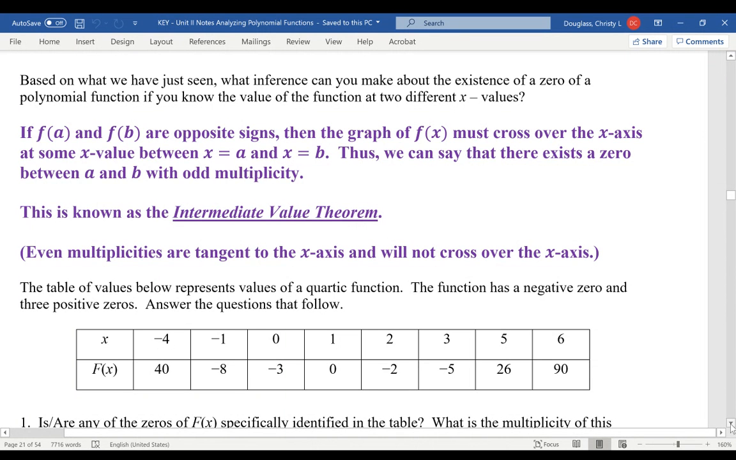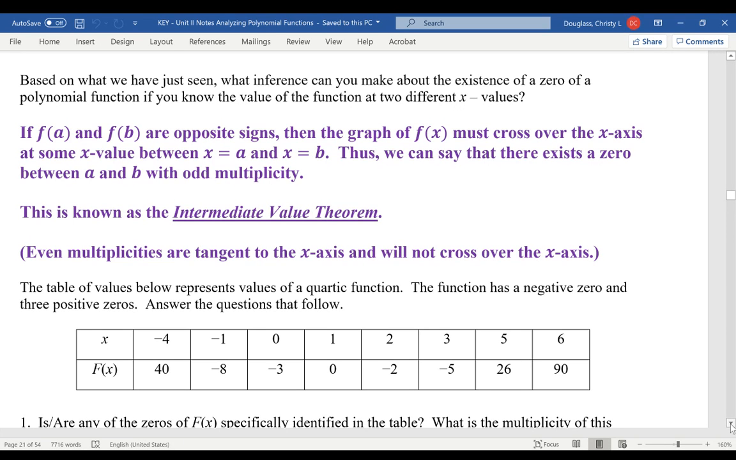Based on what we have just seen, what inference can you make about the existence of a 0 of a polynomial function if you know the value of the function at 2 different x values? So here is our theorem that we're interested in. It's called the intermediate value theorem.